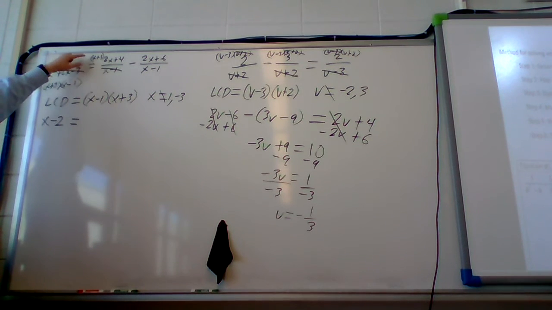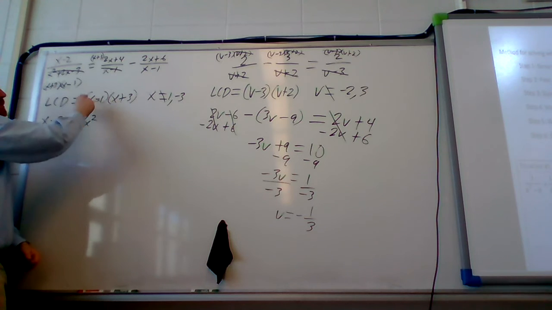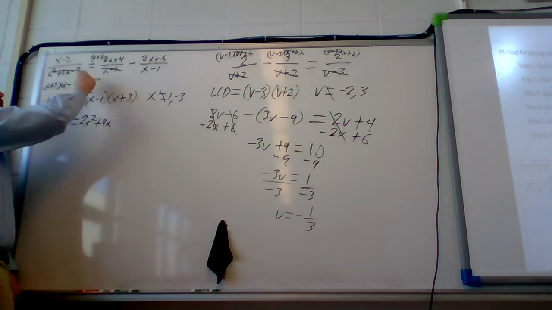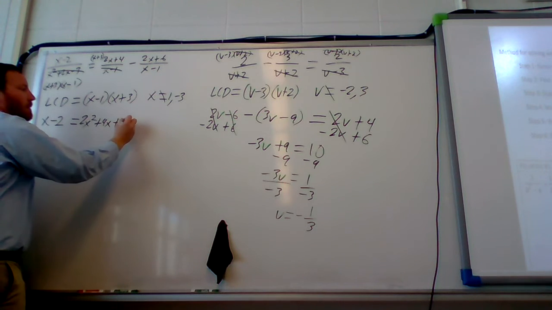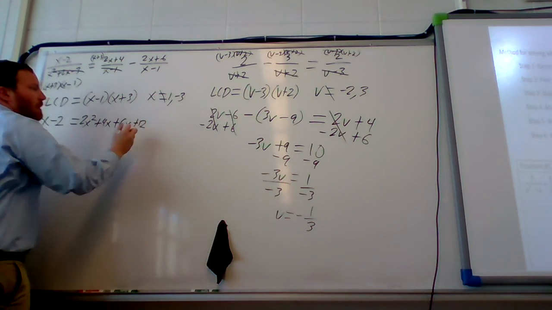Now we've got two binomials. We've got x plus 3 times 2x plus 4. So x times 2x is 2x squared. X times 4 is 4x. 3 times 2x is 6x. And 3 times 4 is 12.